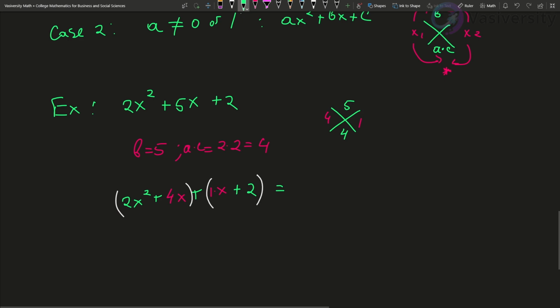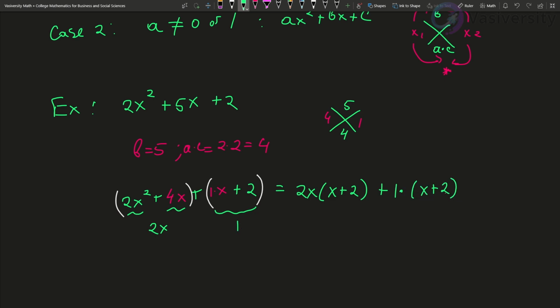And so what are we going to have? If we factor out, what's the common factor here? The common factor here is 2x. So we're going to have 2x times x plus 2 plus, what's the common factor here? It's just 1, so it's 1 times x plus 2. Okay, so between those two expressions, what is the common factor? And the common factor here is indeed x plus 2.